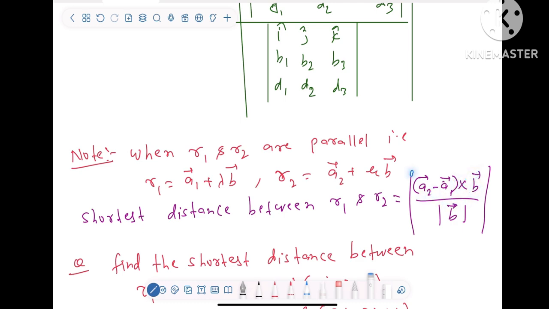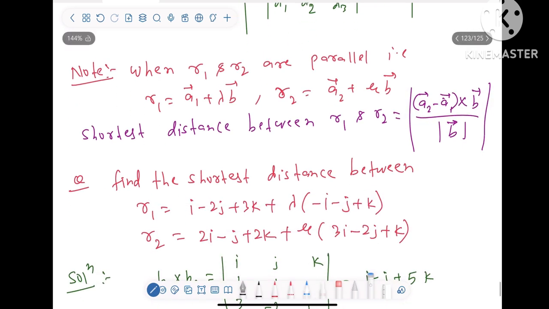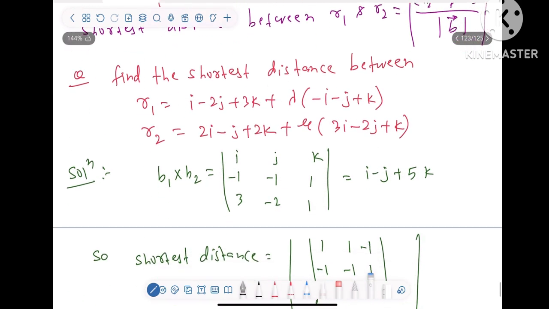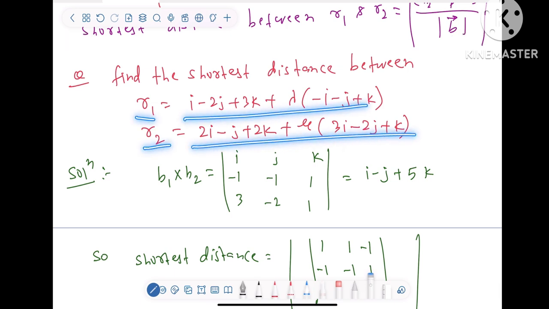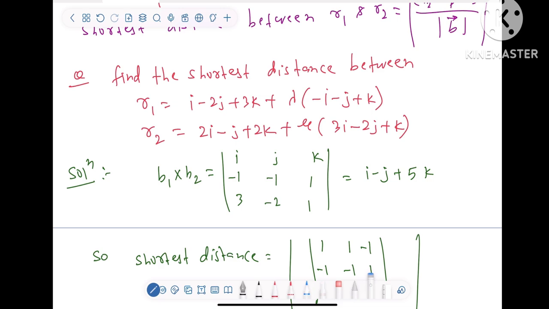I have done a question for you also. Let's practice a question on this concept. r1 is given like this and r2 is given like this. First find b1 cross b2. This one is b1 and this one is b2. So b1 cross b2 is the determinant of i, j, k, minus 1, minus 1, 1, and 3, minus 2, 1. When you solve this determinant, we get an expression like this.